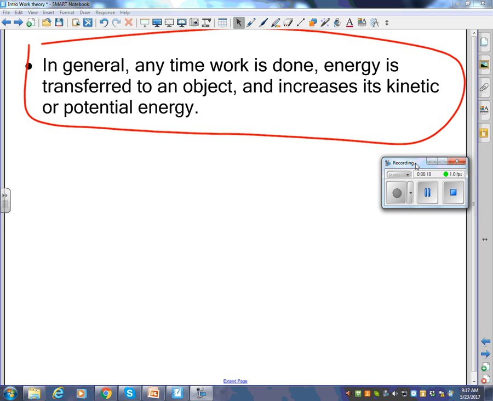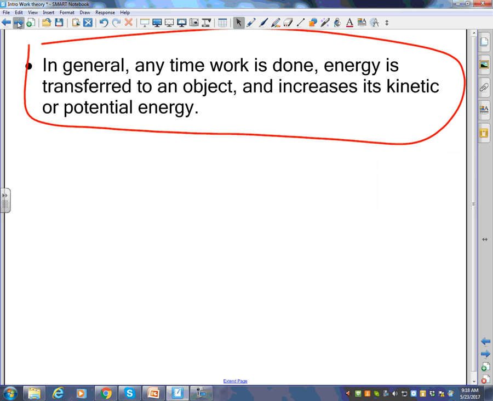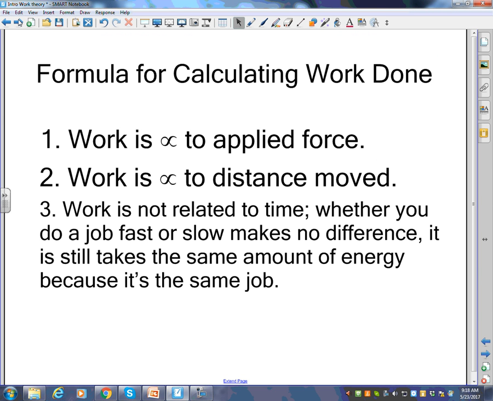Your solar-powered calculator, right, absorbs energy from the sun, from the lights, and stores it in a capacitor as electrical potential energy, right? Solar cells will store that energy as well. When you plug in your phone to charge, you're taking energy from the electrical grid and storing it inside your phone as electrical energy. Work is done. Okay, so what is this magical formula for calculating work done?